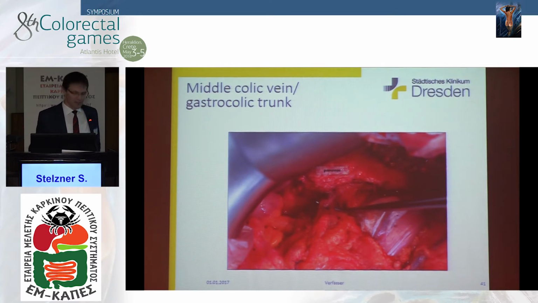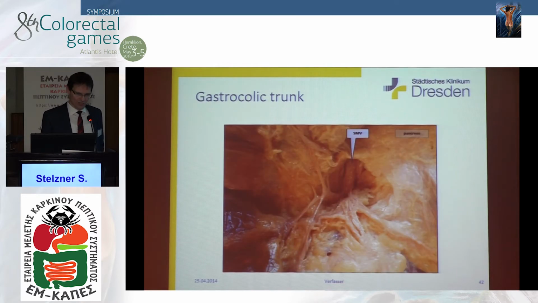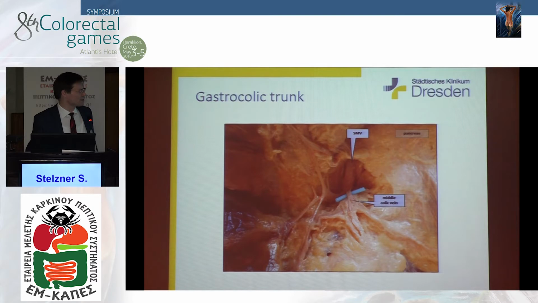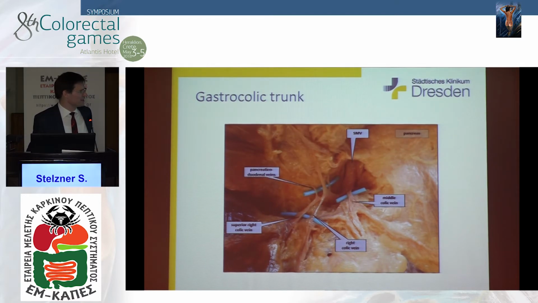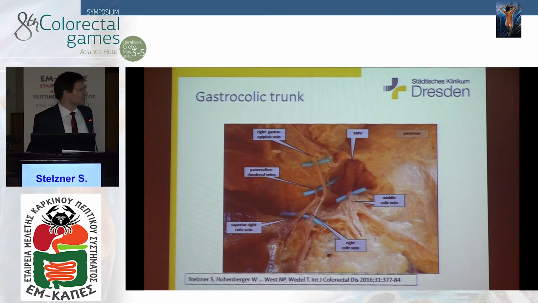And the middle colic vein has a relationship to the gastrocolic trunk. We have shown it here. There is the superior mesenteric vein. The middle colic vein runs into it directly in this case. And there are right colic veins, pancreaticoduodenal veins, and the right gastroepiploic vein that form the gastrocolic trunk of Henle.